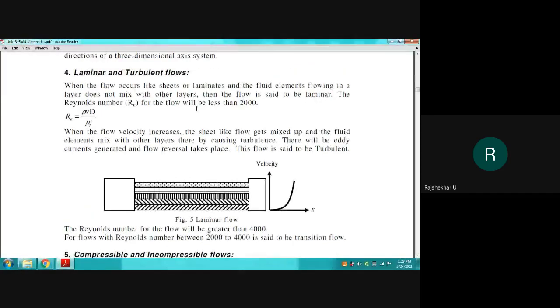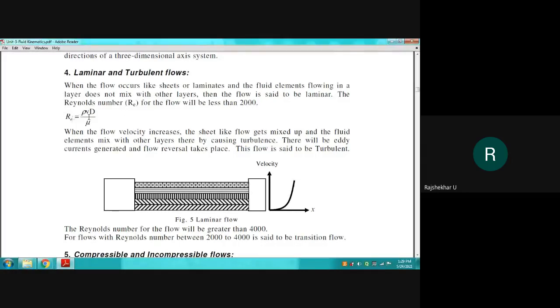Okay, and if the Re number, when we calculate it, comes out to be greater than 4000, then the flow is said to be turbulent. In case of turbulent flow, what happens? All the layers will mix with each other, and there will be random zigzag flow. That is known as turbulent flow. For the case of turbulent flow, Reynolds number will be greater than 4000.